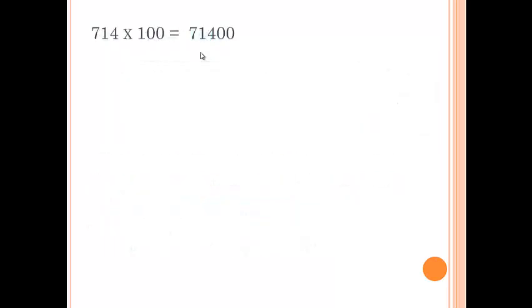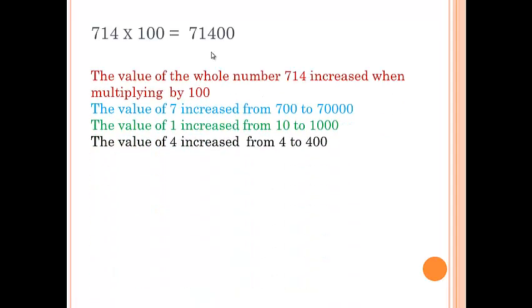Now here we are multiplying by 100, the same steps. Put 2 zeros again and multiply the number by 1, the same number. Here the number is 71,400. So the value of the whole number 714 is increased. Why increased? Because we are here multiplying.